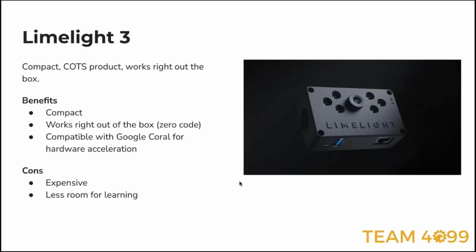One of the cons, like we said before, is that the Limelight is extremely expensive. It's $400 for one of these. If you want to use a Coral, it's another $100. So there's a lot less room for error. If you break one of these, it's a real loss, so it's important that you keep it safe. And there's a lot less room for learning, because the Limelight 3 has a lot of stuff built out of the box. So you won't be learning much about how to pick different hardware or different software.